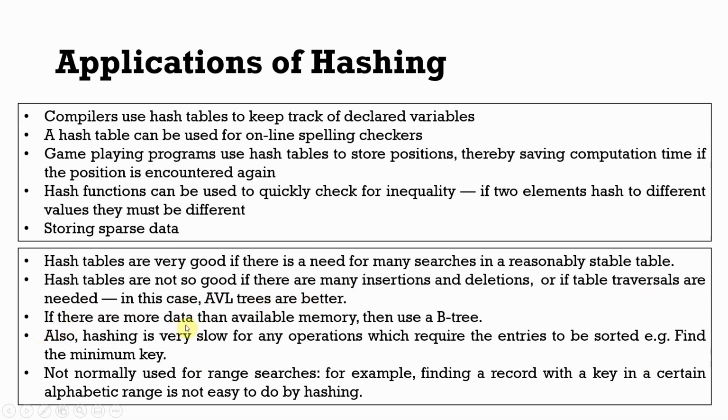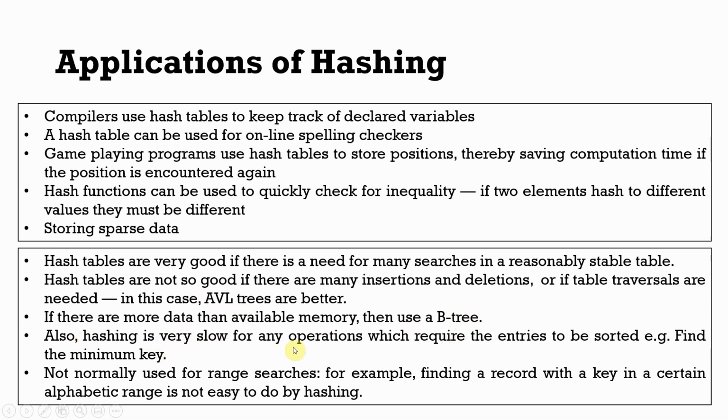If there is more data than available memory, then a hash table is not a good solution. Maybe using a B tree, which we didn't talk about in this course, but you might see it in your future courses, might be a better option. It's a balanced binary search tree, so it's similar to AVL in concept.